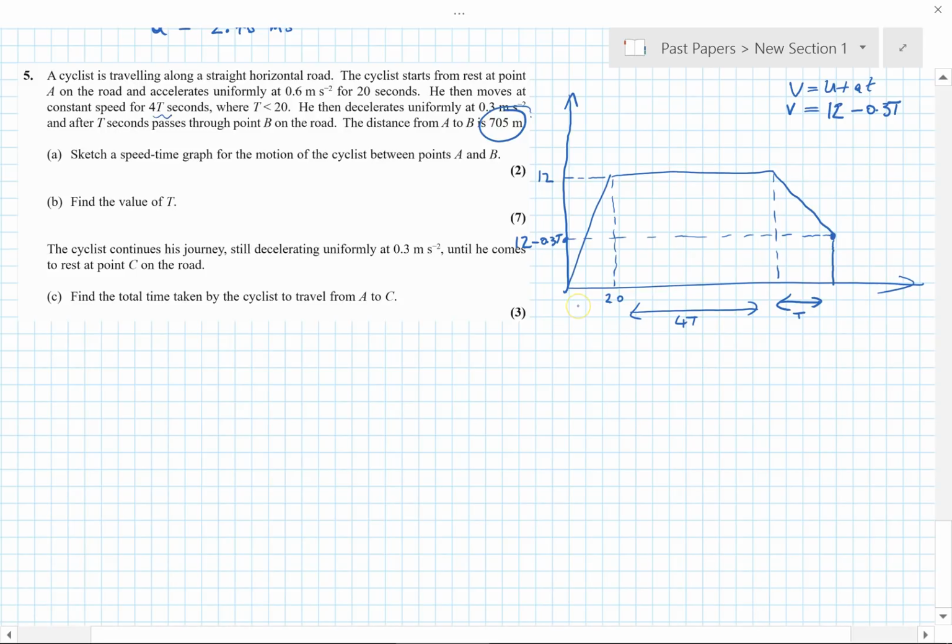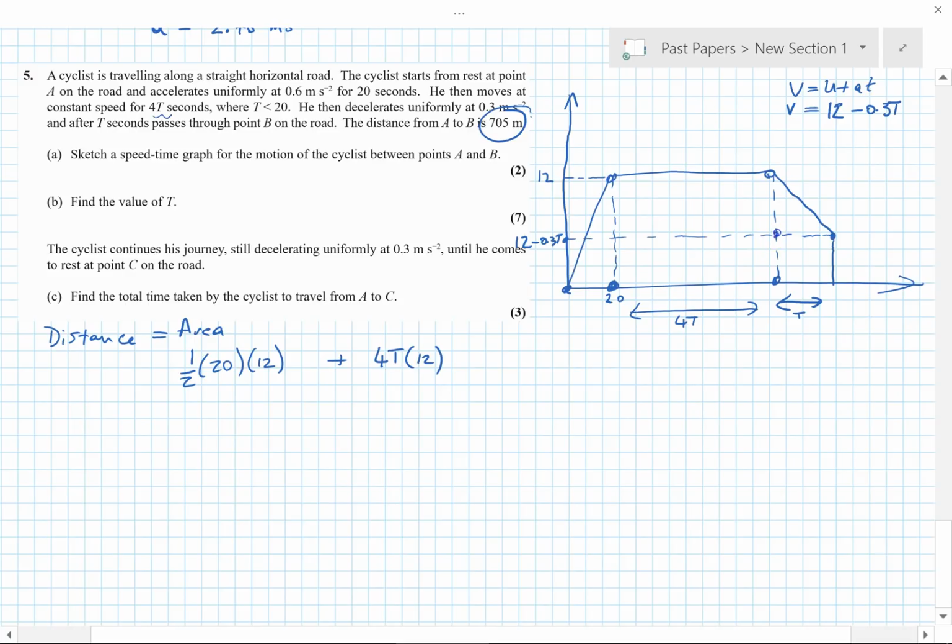Well, let's just do it bit by bit. For this triangle, that's easy enough. That's equal to half times 20 times 12. So distance, what we're using is distance equals area here. So that's that triangle. Then we have the rectangle here. Again, not a problem. That's 4t times 12.